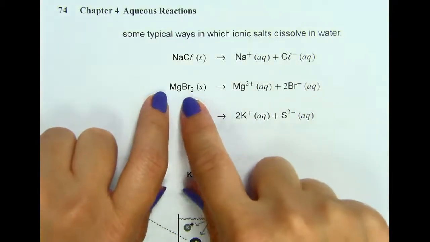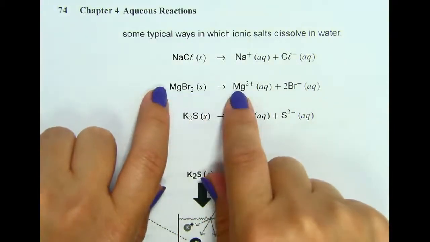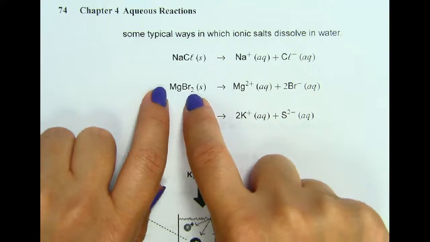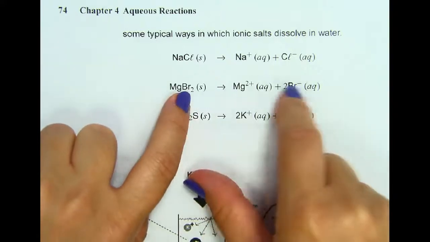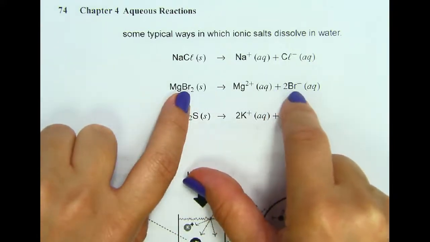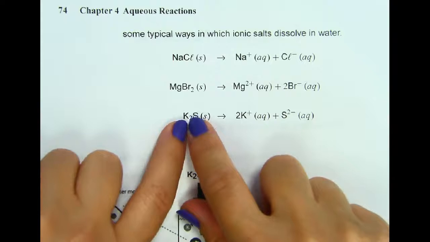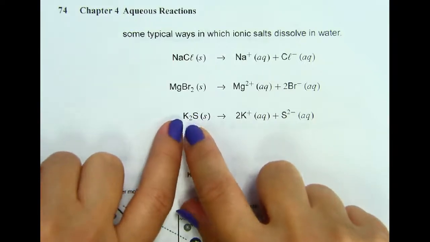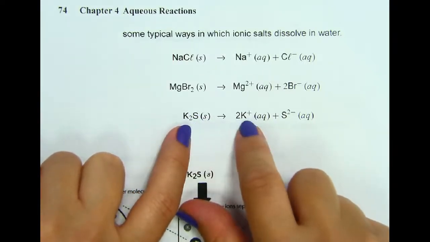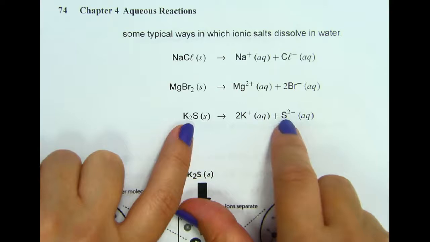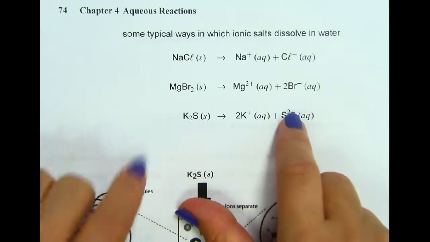Magnesium bromide, you're going to get one magnesium ion, which has a +2 charge, and because of the subscript of 2, you're going to get 2 coefficient bromide ions. And then here, because that has a subscript of 2, you're going to get 2 coefficient of potassium ions and 1 sulfide ion with a -2 charge.